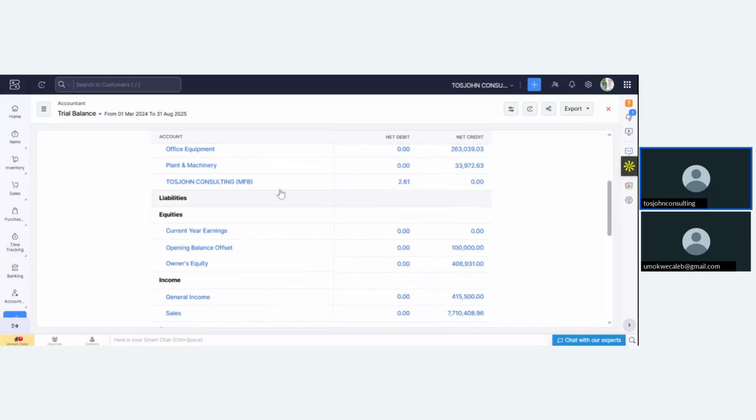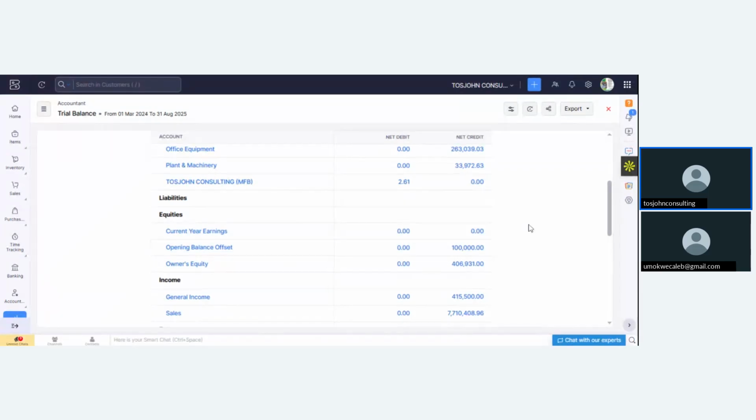So now, under liabilities, nothing is there, but we have equity. Equity is a credit entry, right? So you can see that under this, equity is correct. But this opening balance offsets will need to go away. Nothing is supposed to be in this place. We're supposed not to have anything here, right?